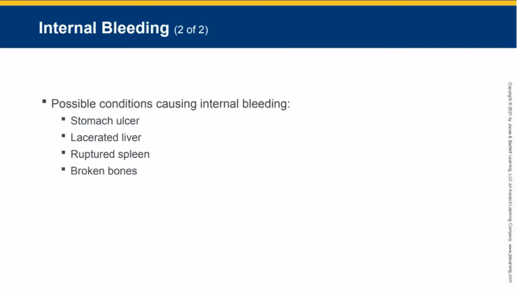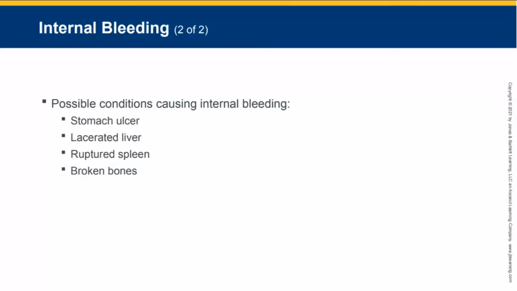Now, possible conditions that can cause internal bleeding. They can have a stomach ulcer, which is like a sore. We'll go into more detail on that when we cover the specific emergencies associated with it. They can bleed from a lacerated liver, a ruptured spleen, or broken bones.